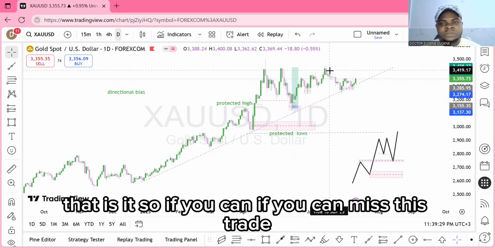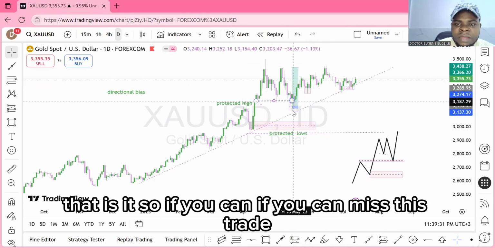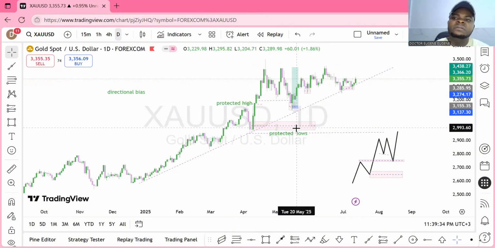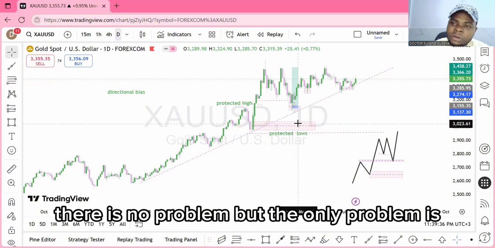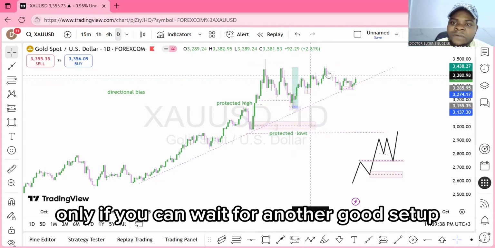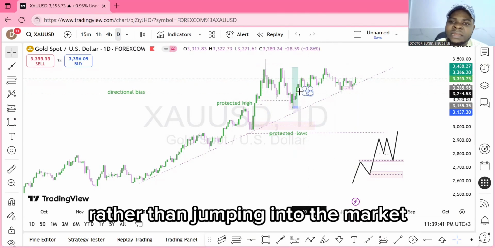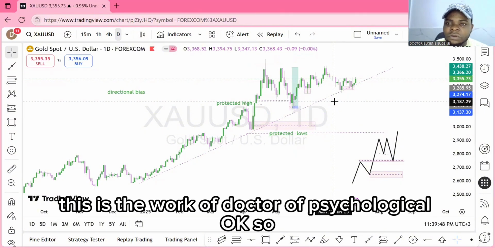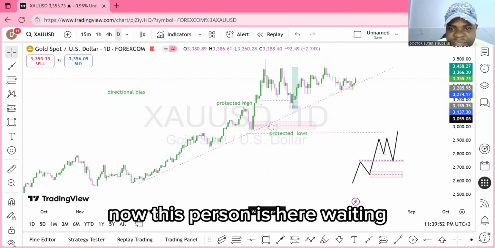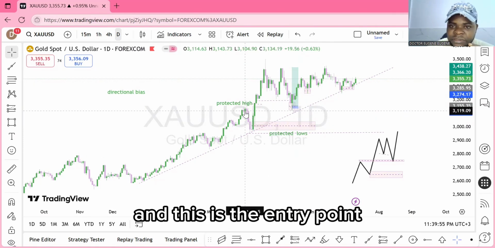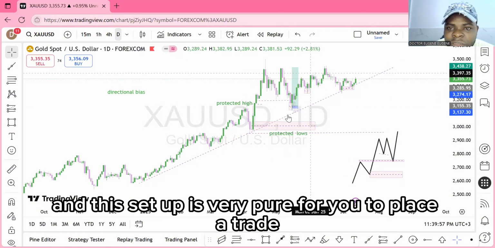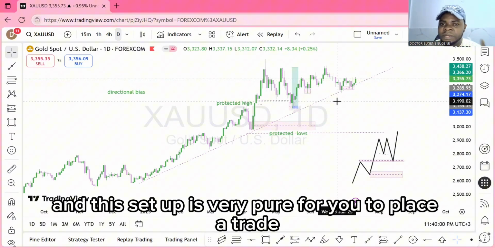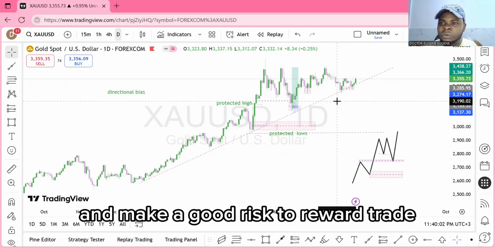If you can miss this trade, there is no problem. The only problem is if you can't wait for another good setup and instead jump into the market. That is where psychology is very important. That is the work of the doctor of psychology. Now this person is here waiting, and this is the entry point. This setup is very pure for you to place a trade and make a good risk to reward trade.